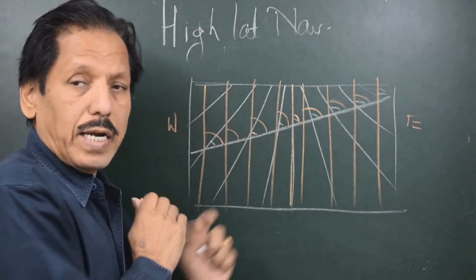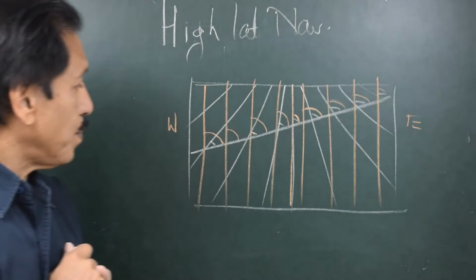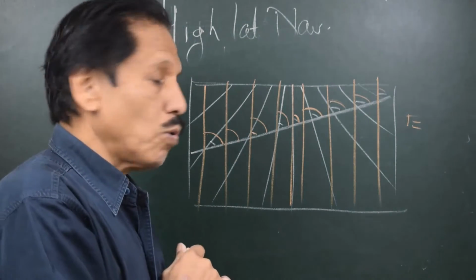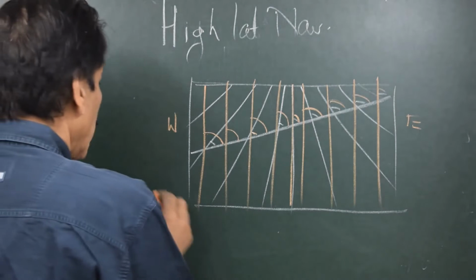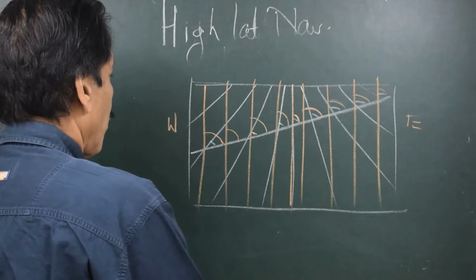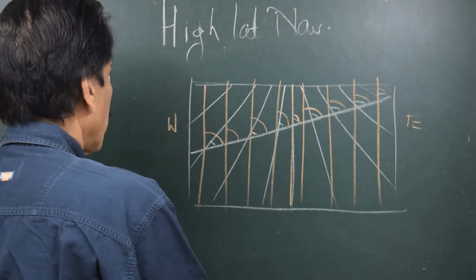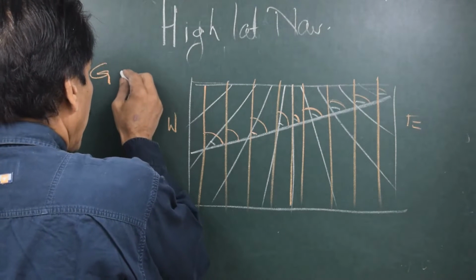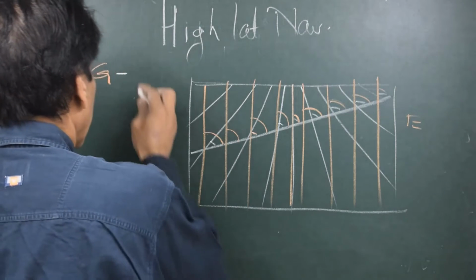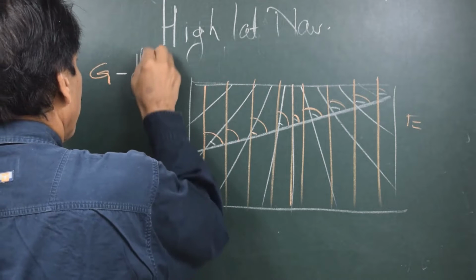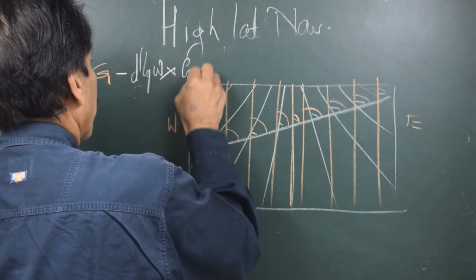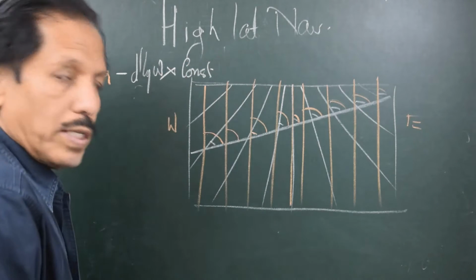If you are on the west side, the course to steer is less. If you are on the east side, the course to steer is more. So suppose a grid course is G. If you are on the westerly longitude, what happens is you will subtract something, minus something. How much you have to subtract depends on the d long multiplied by the constant which is used on the chart.